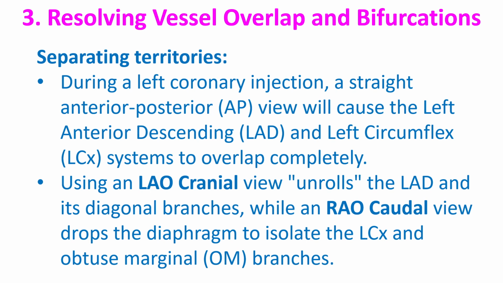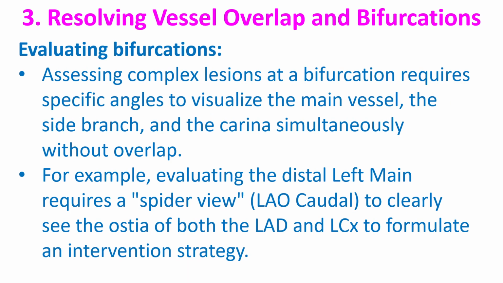Using an LAO cranial view unrolls the LAD and its diagonal branches, while an RAO caudal view drops the diaphragm to isolate the LCX and obtuse marginal branches. Evaluating bifurcations. Assessing complex lesions at a bifurcation requires specific angles to visualize the main vessel, the side branch, and the carina simultaneously without overlap. For example, evaluating the distal left main requires a spider view, that is LAO caudal, to clearly see the ostia of both the LAD and LCX to formulate an intervention strategy.